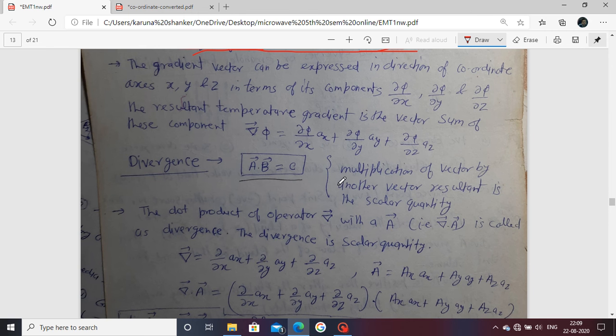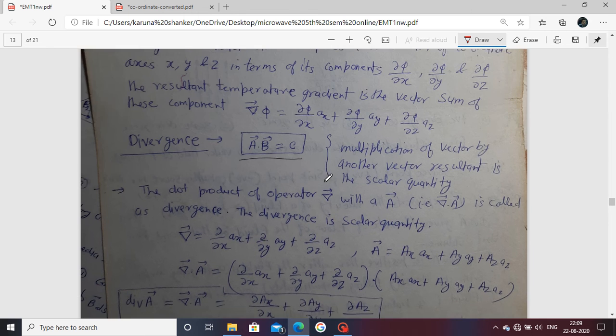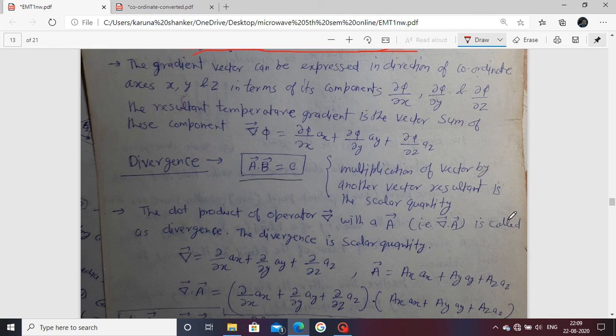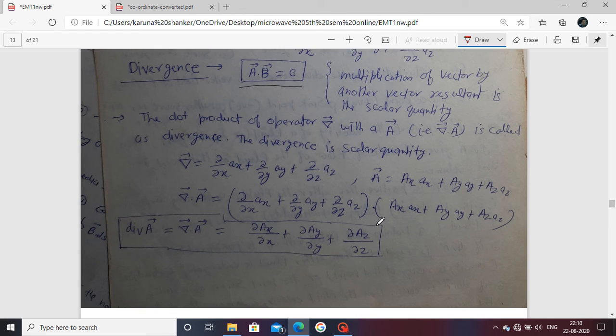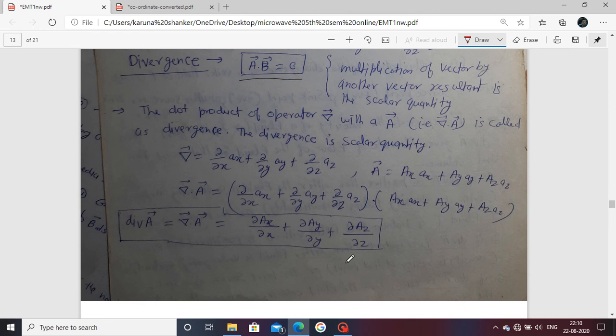Next one is the divergence. Divergence: when a del operator is operated with a vector quantity, the resultant is a scalar quantity. This one shows your Cartesian coordinate form.